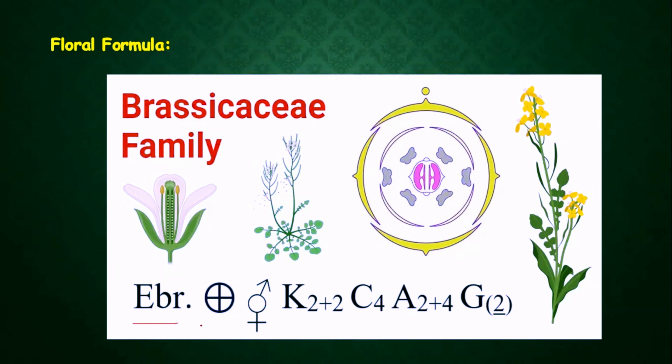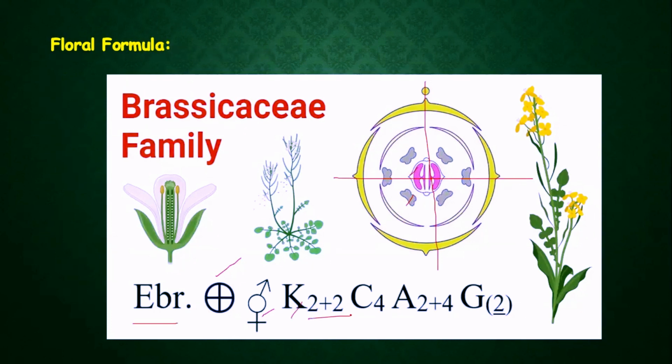In some flowers bracts are present, and this symbol represents actinomorphic. The flower can be cut into two equal halves at any vertical plane, so it is called actinomorphic. This symbol represents bisexual. Both androecium and gynoecium are present in the same flower, so it is called bisexual.